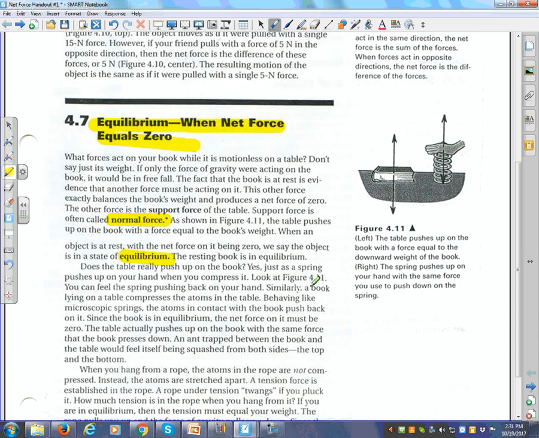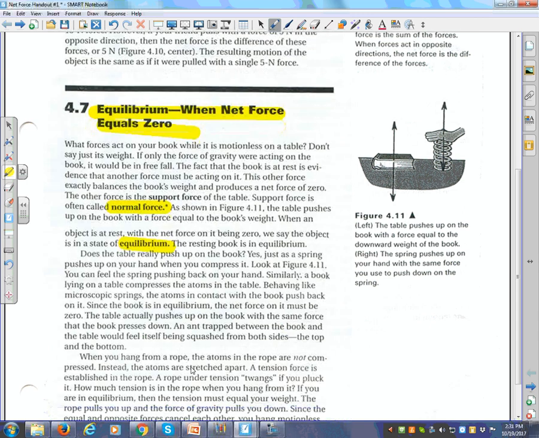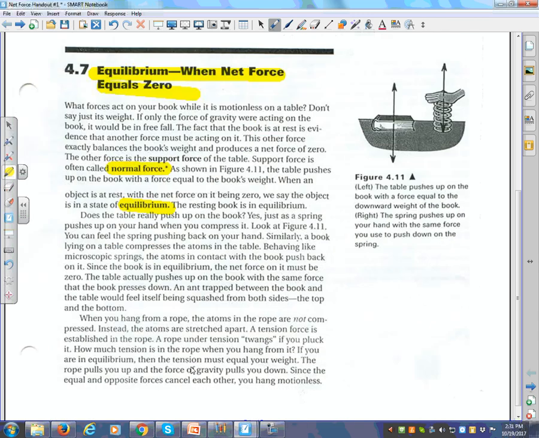Since the book is in equilibrium, the net force on it must be 0. The table actually pushes up on the book with the same force that the book presses down. An ant trapped between the book and the table would feel itself squashed from both sides, top and bottom, as would you. When you hang from a rope, the atoms in the rope are not compressed. Instead, the atoms are stretched apart. A tension force is established in the rope. A rope under tension twangs, like a guitar string, if you pluck it.